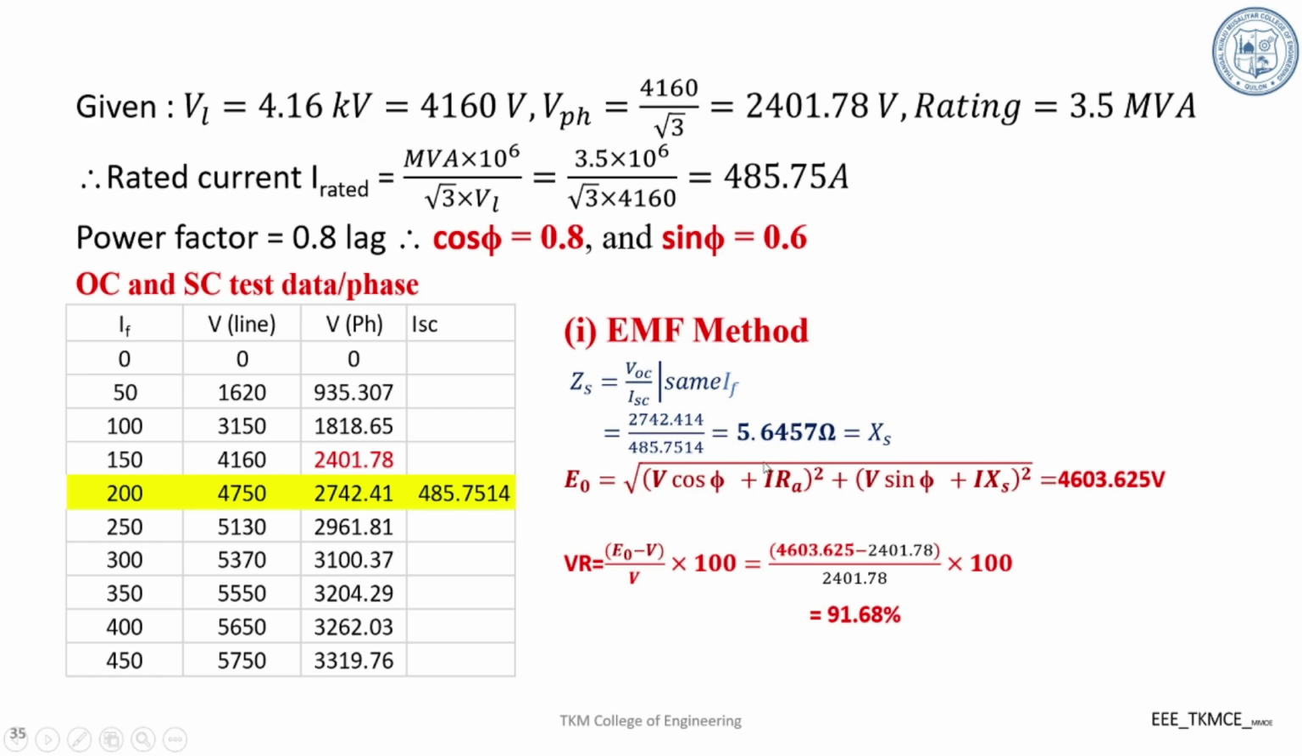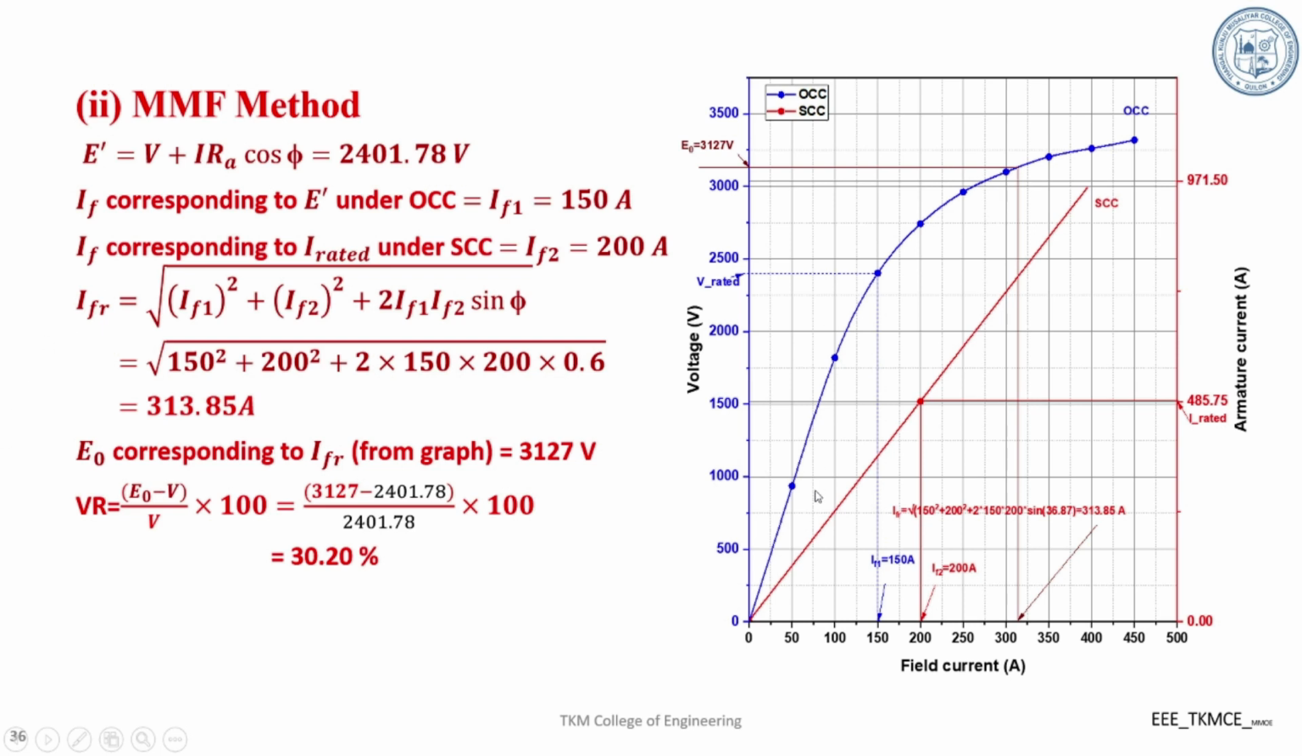91.68%. Coming to MMF method, after selecting suitable scale for X and Y axis, we need to plot open circuit and short circuit characteristics. Here on X axis, that is field current, one division is taken as 50 ampere, on Y1 axis, that is open circuit voltage, one division is taken as 500 volt, and on Y2 axis, that is short circuit armature current, one division is taken as rated current itself, that is 485.75 ampere.